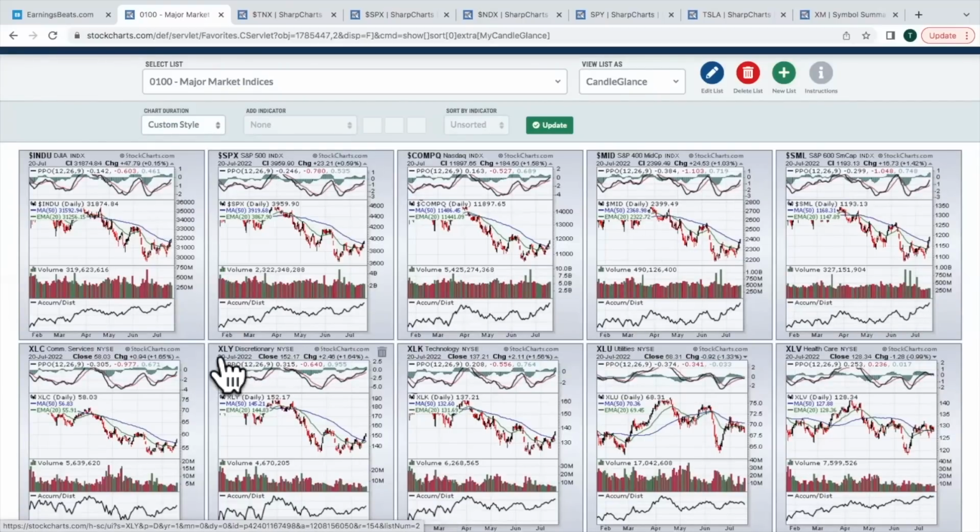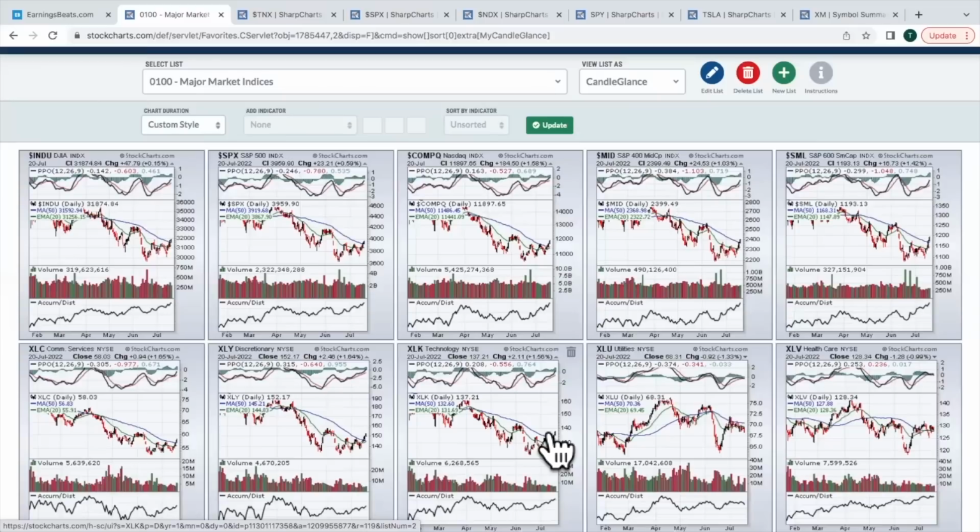Leading from a sector perspective, this is what we want to see, these 3 right here: communication services, consumer discretionary, and technology. They have all broken above their 50-day moving average, and they're gaining steam.